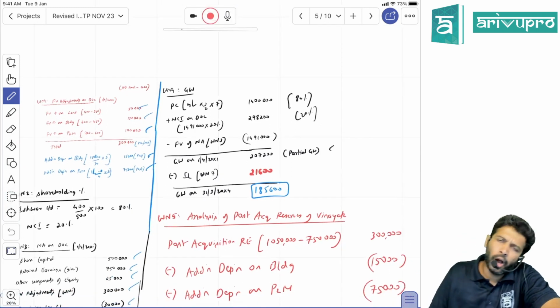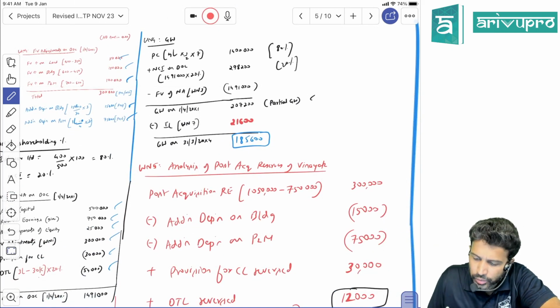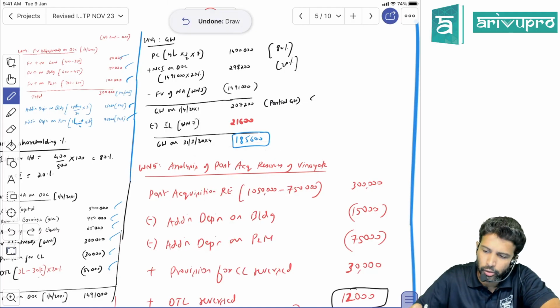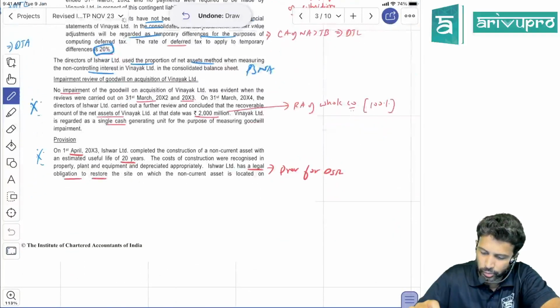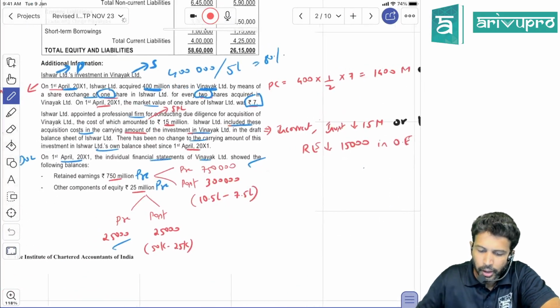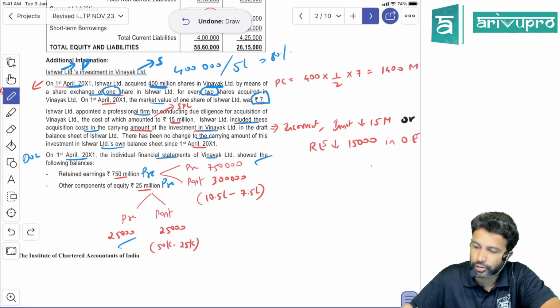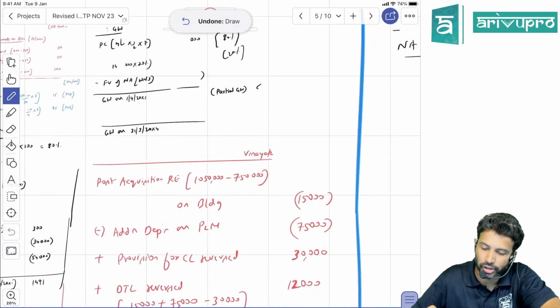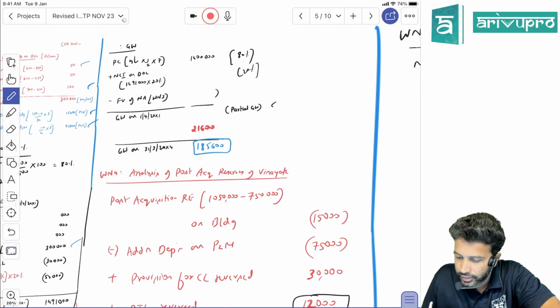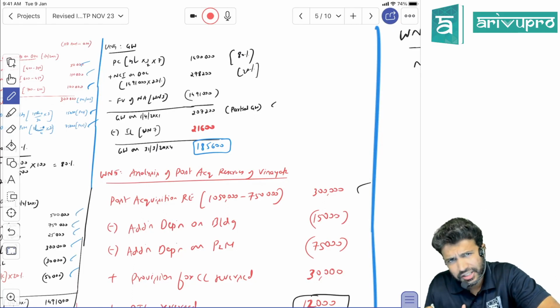All right. Next, after this is done, we'll do the analysis of post-acquisition profit of the subsidiary company. That we also already wrote over here. How much was that post-acquisition profit? We gave a breakup somewhere. Here. Post-acquisition retained earnings is 3 lakh. Post-acquisition other components of equity is 25,000. So first we'll start with retained earnings. Post-acquisition retained earnings is once again 3 lakh. Correct? All right. Then is any consolidation adjustment there?